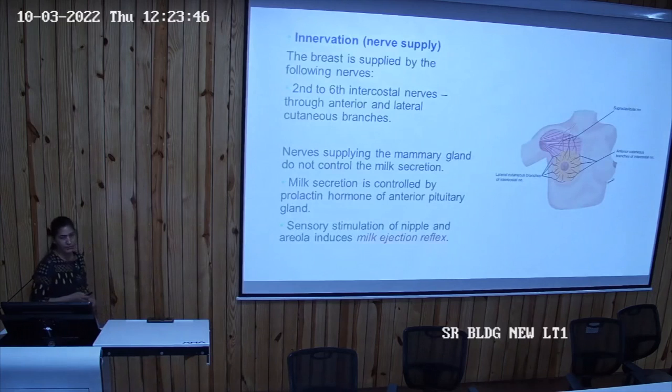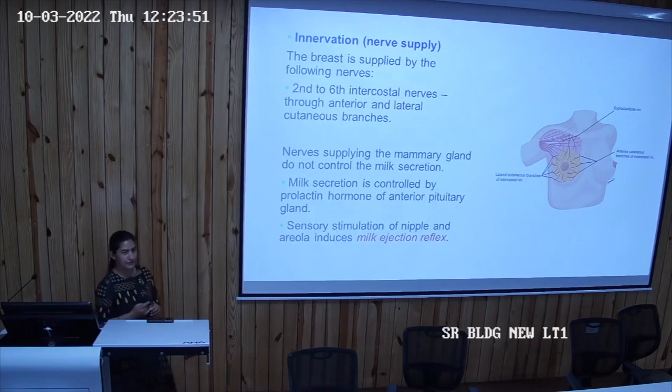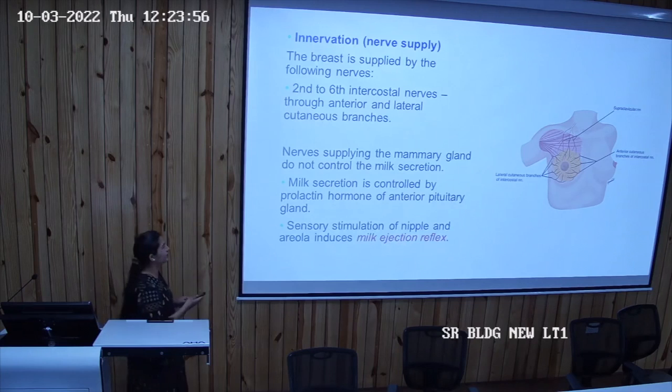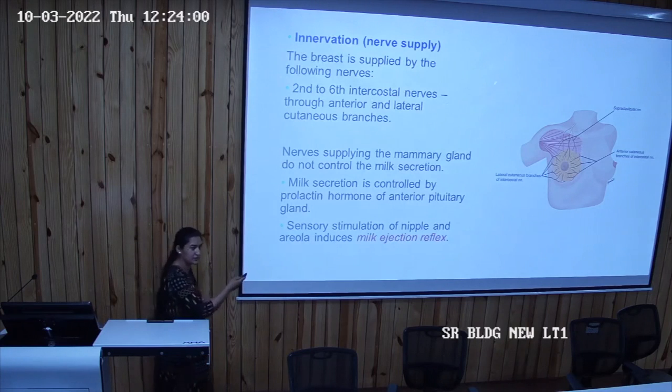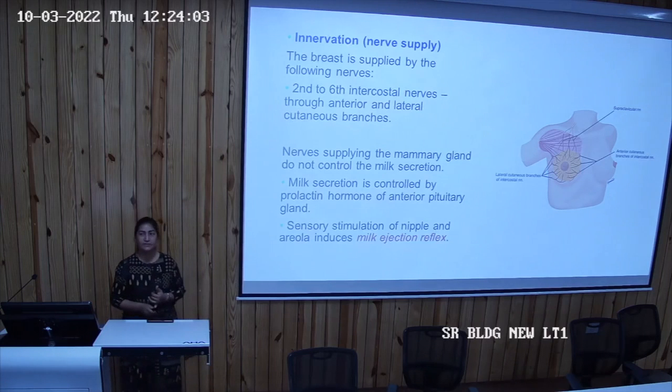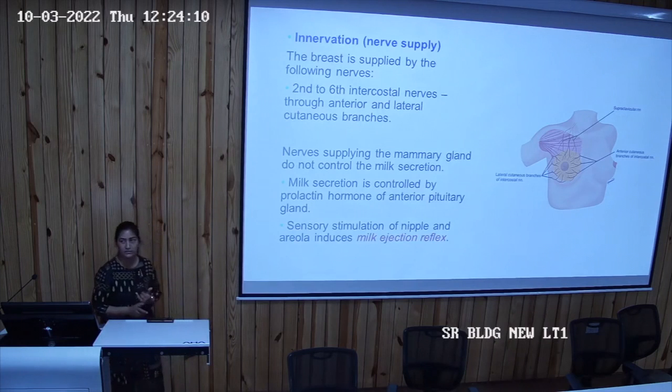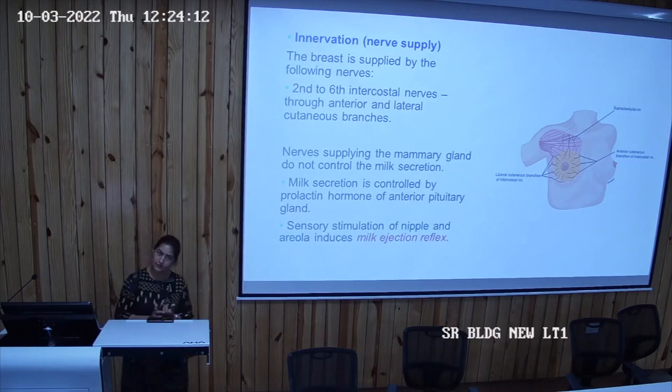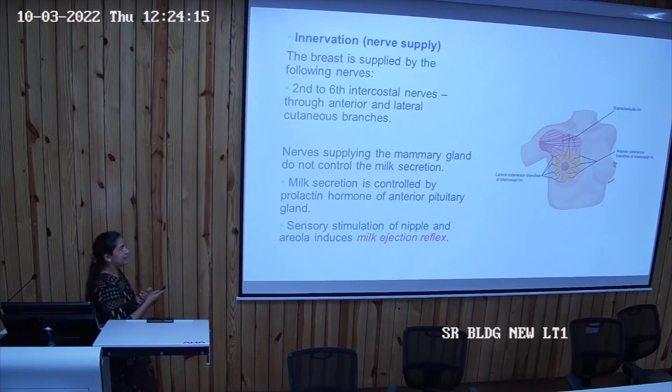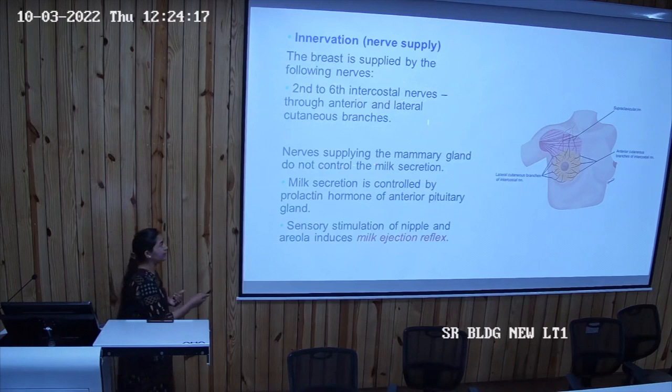Now coming to the innervation. Do you remember what is the vertical extent of the mammary gland? Second to sixth. If you remember this, they are the thoracic spinal nerve. You understand what is spinal nerve? Yes? Loud yes? This is T2 to T6 intercostal nerve, and the branches are anterior and posterior branches.